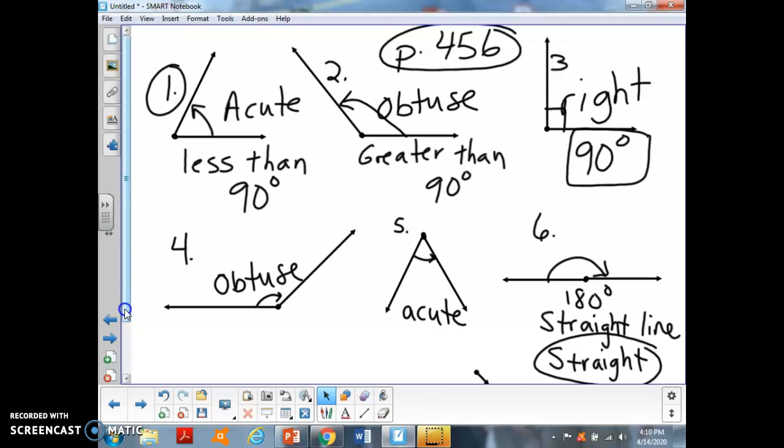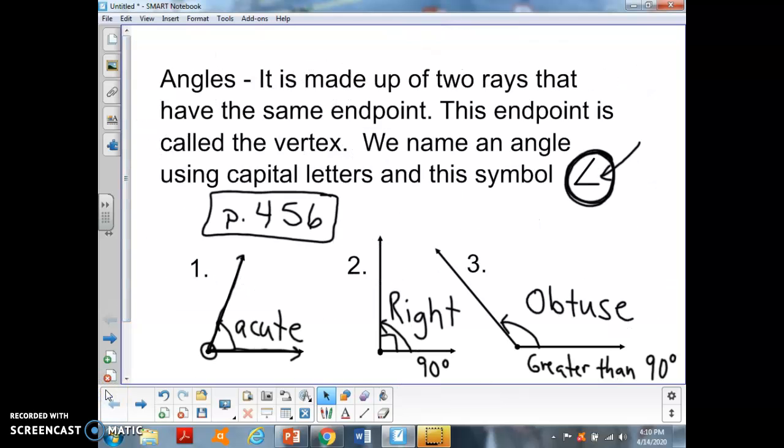Each of your papers, though, will have that number, so you just got to look at the number. If the number on there is less than 90, it's acute. If the number is greater, it's obtuse. If it's 90, it's going to be a right. And if it's 180, looks like a straight line, it is a straight angle. Hope you have fun. Make sure you sit as you do your work. Capital letters, remember, when you name your angles. 456, a good place to look.